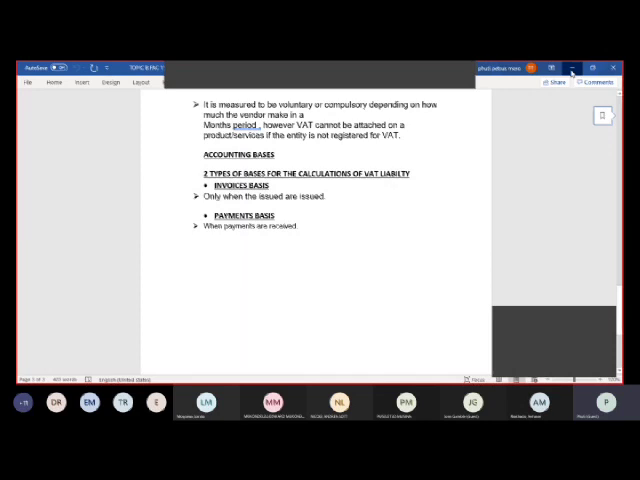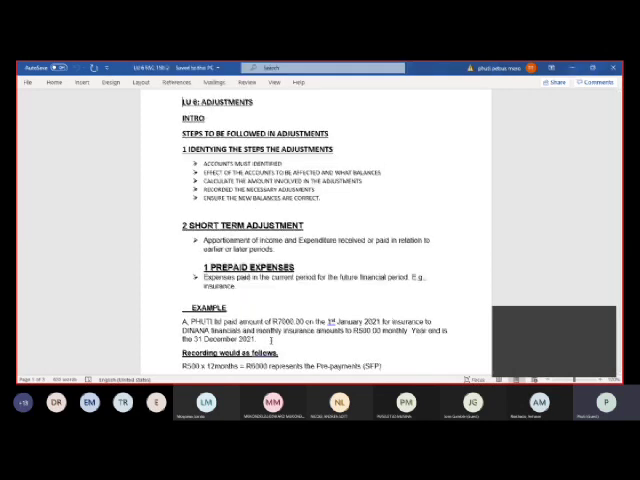Let me just start over on number 2, which is the short-term adjustments. This is where you need to apportion your income and expense received or paid in relation to earlier or later periods. That's purely your adjustments in terms of the short term. But number 1, we've got your prepaid expenses. We're talking about expenses that are paid in the current period, but for a future financial period.